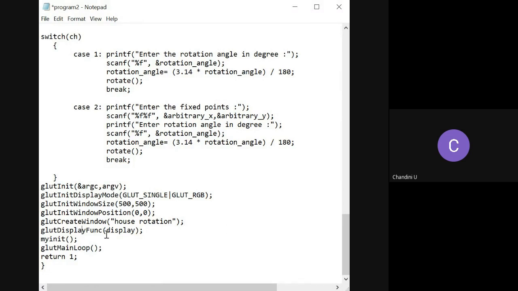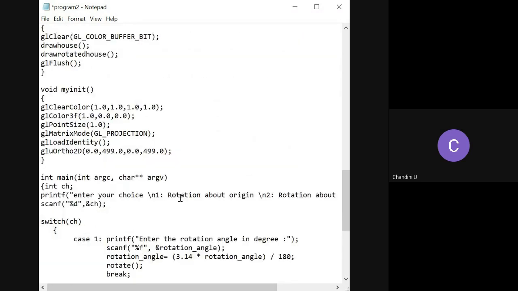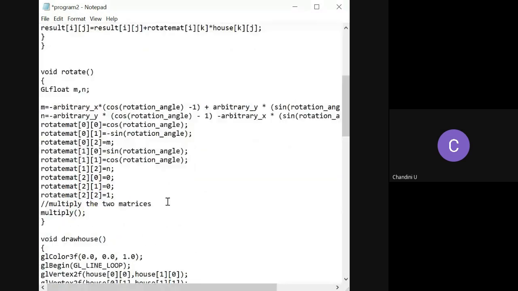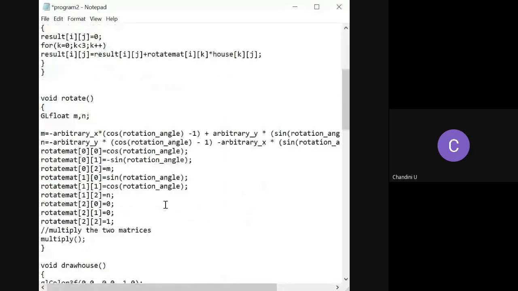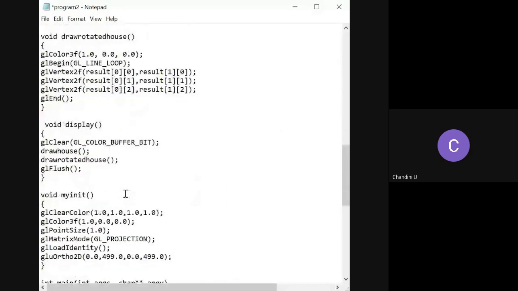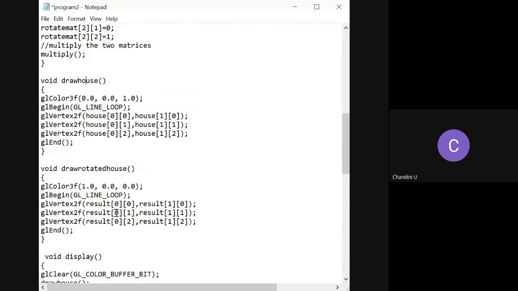For that you have to invoke the display function. So now from here the control goes back to the display function. Where is the display function? Oh, here it is. So let us fix the color of the display, and then from the display function there is another function, that is draw house. So let us go to the draw house function.